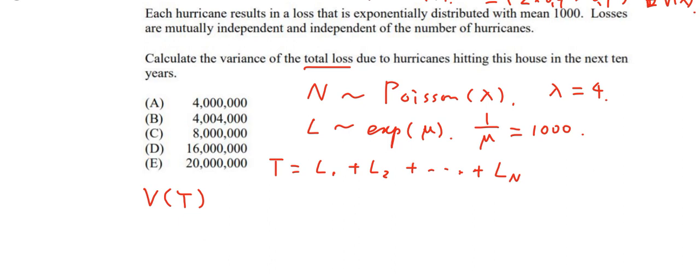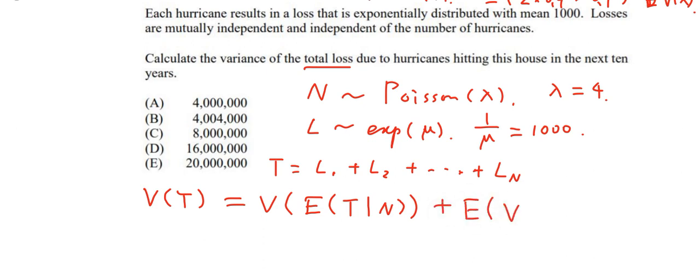So we have this formula: V[T] equals V[E[T given N]] plus E[V[T given N]]. Here, given N fixed, we have L and N. So this is the formula: V[E] plus E[V].